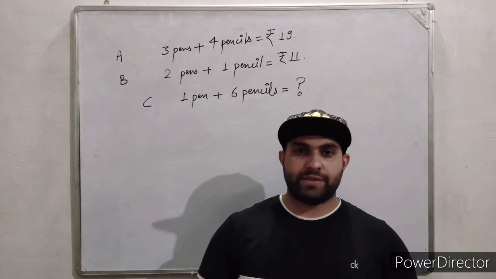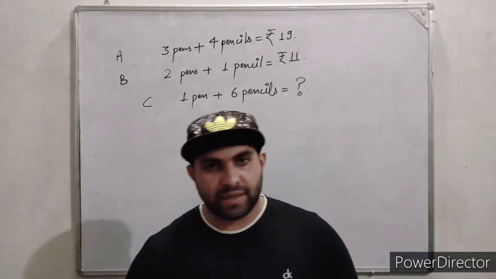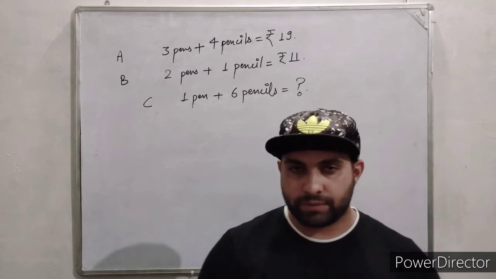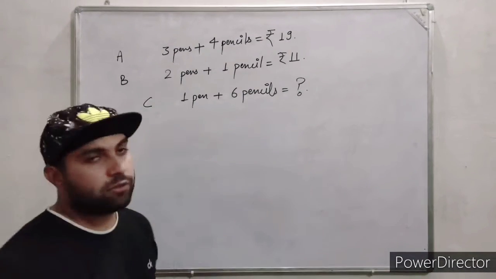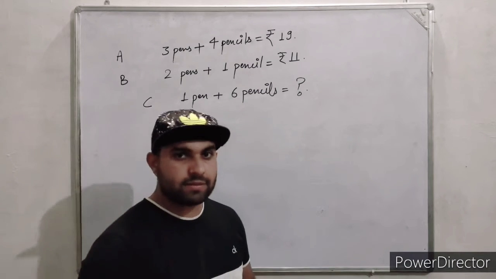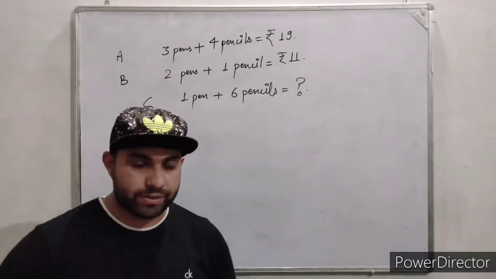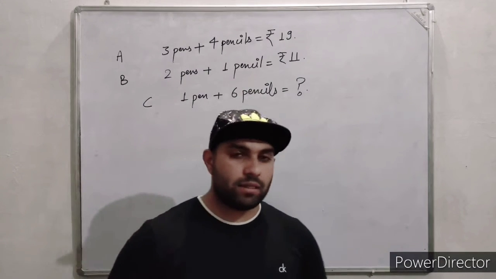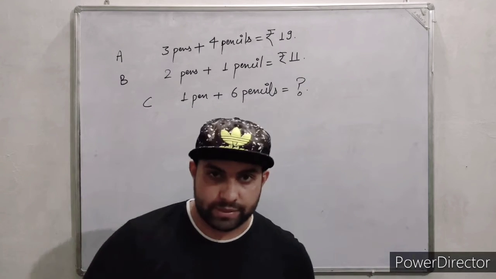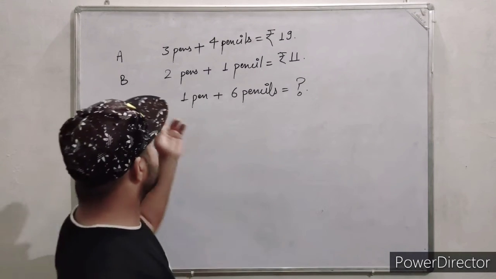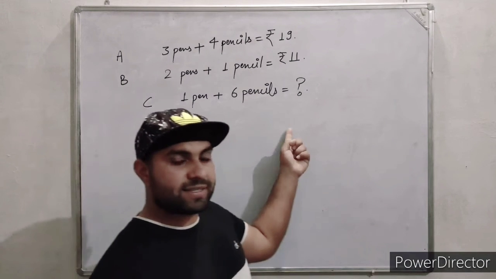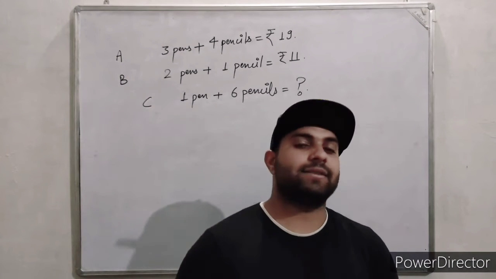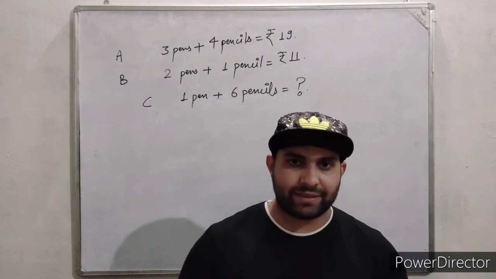Let's take an example to understand better. Suppose three friends A, B and C went to a stationery shop and they purchased some pencils and few pens. Suppose A purchased 3 pens, 4 pencils and he paid 19 rupees, whereas B purchased 2 pens and 1 pencil and he paid 11 rupees. What if C purchased 1 pen, 6 pencils? How much does he have to pay? So these types of problems we'll discuss in this chapter by using several methods.